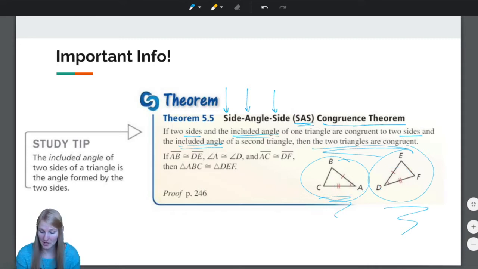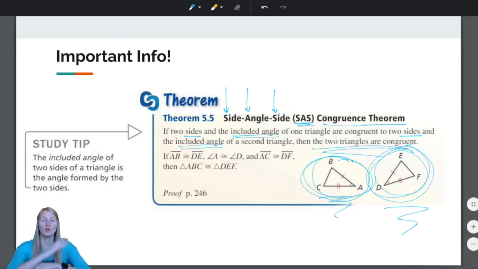Now remember that these sides will be congruent, but we don't need to be told that. If we see a diagram that looks like this, two sides and the included angle of both triangles are congruent, it means that these triangles must be congruent. Okay, now let's do some examples.